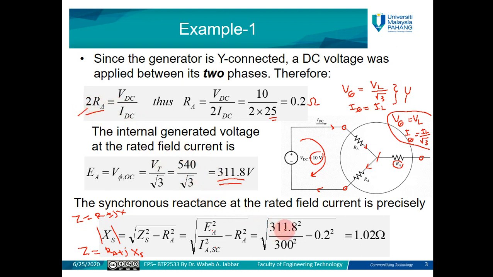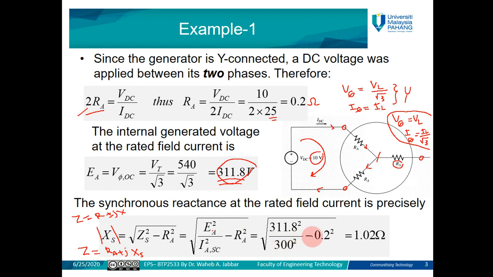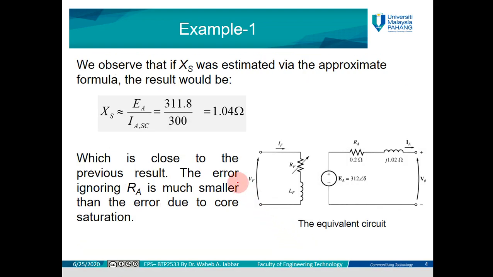So we just found 3118. This one comes from this part, which is the value of EA. Then over 300, this one, the short circuit current, comes from the question here, he said that short circuit current is 300. So we just substitute for the 300 in this equation. All square minus 0.2 square. So you got the value of XS, which is 1.02 ohm. This is the exact value of synchronous reactance. In order to find the approximate value, we just divide the value of the EA.